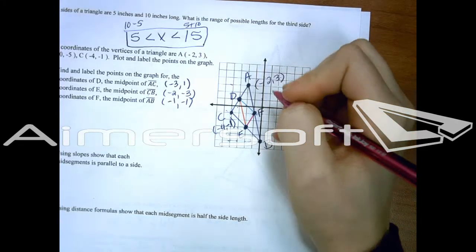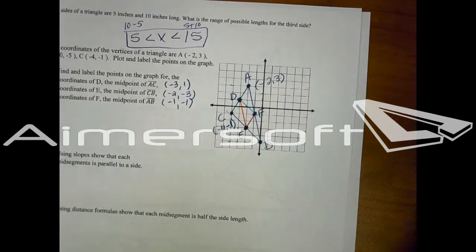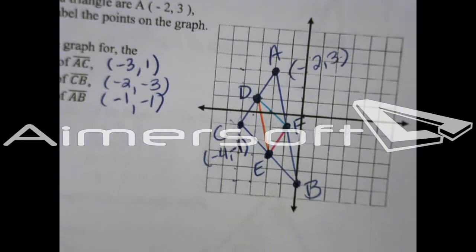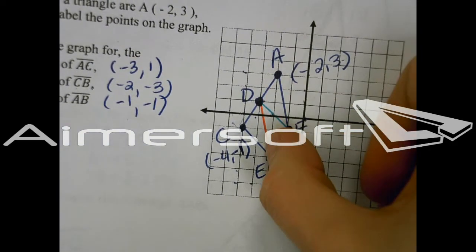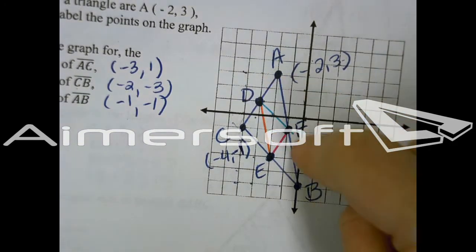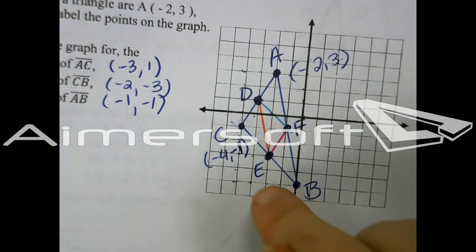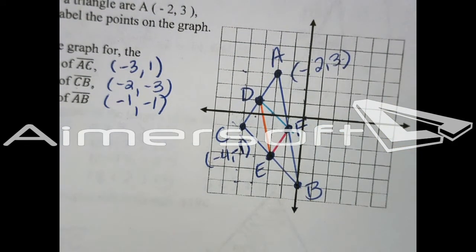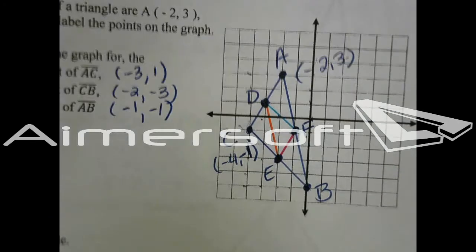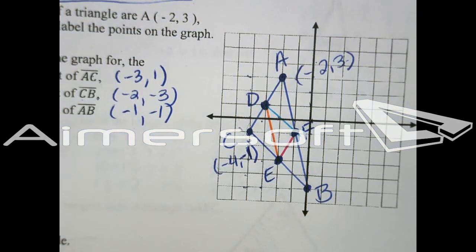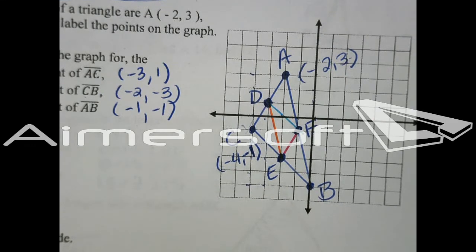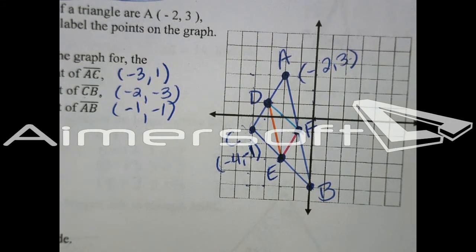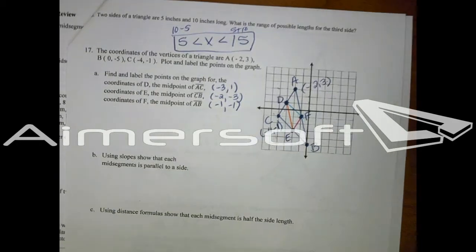Okay, so I drew them in different colors. I'm going to zoom in so you can see that. DE is in orange, DF is in blue, and EF is in pink. A little hard to see, but I'm going to calculate each of their slopes and their distances using those respective colors so that you know which one I'm talking about.